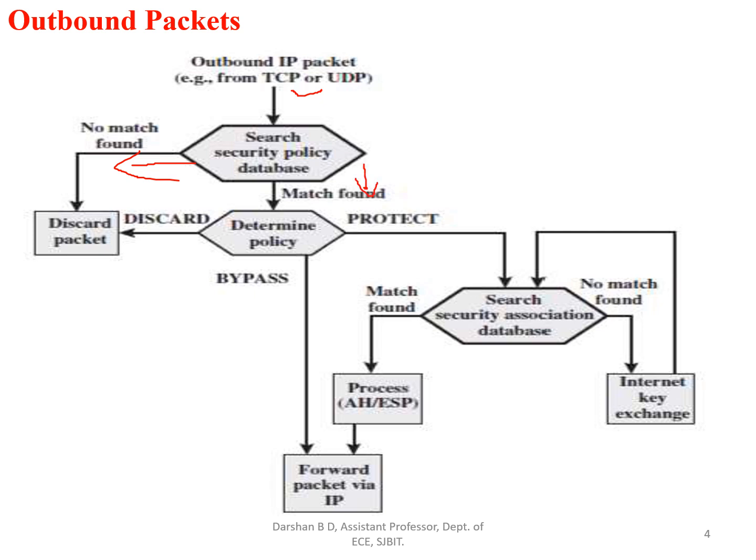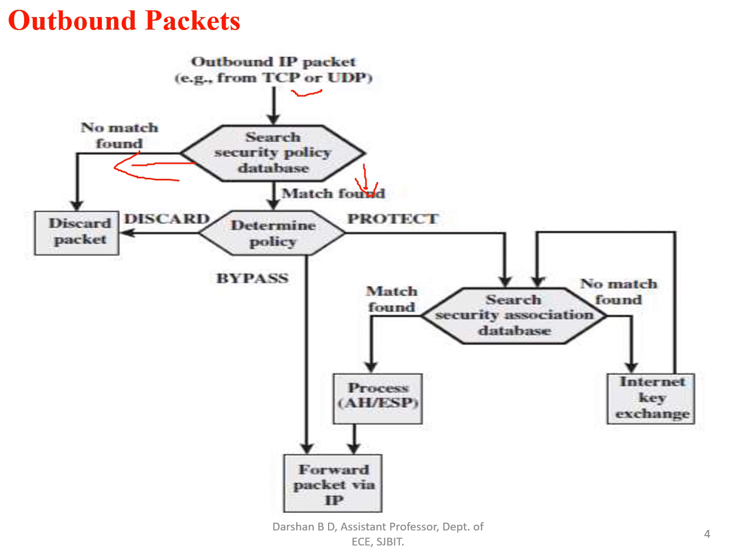If we bypass, the packet goes to forward packet via internet protocol. Here, once a match is found, we can also discard the packet. In the determine policy step, we can protect and we can bypass. Once we protect, we are going to search the security association database. Here we are going to take the help of the internet key exchange.